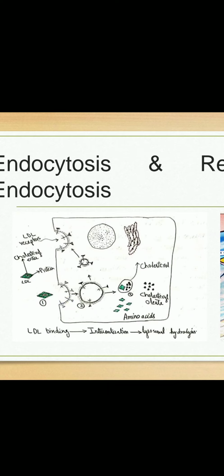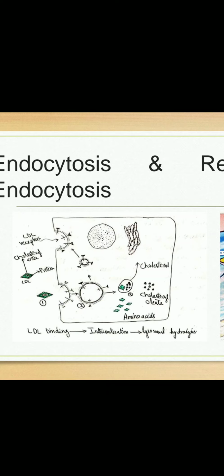This LDL will bind with the specific receptors which are present on the plasma membrane. Then, due to the presence of clathrin at the base, there is a depression in the plasma membrane. Due to this depression, the clathrin proteins make it form a bud-like structure. Then the LDL will come into this bud, and form a complete vesicle.